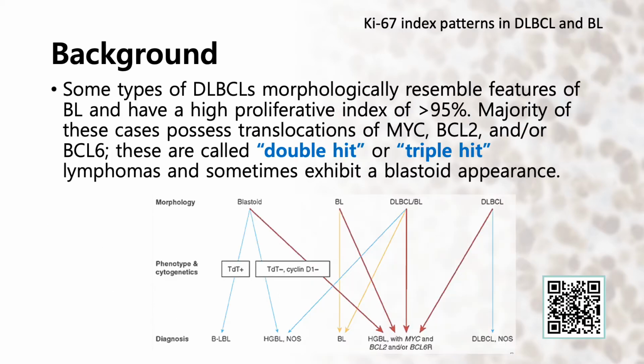Some types of DLBCLs morphologically resemble features of Burkitt lymphoma and have a high proliferation index of more than 95%. Majority of these cases possess translocation of MYC, BCL2, and or BCL6. These are called double hit or triple hit lymphomas and sometimes exhibit a blastoid appearance.